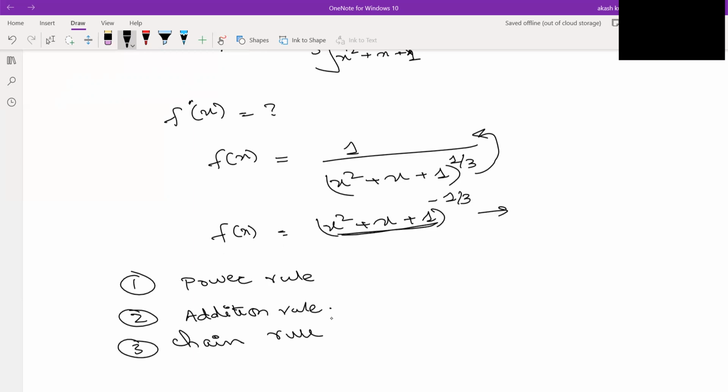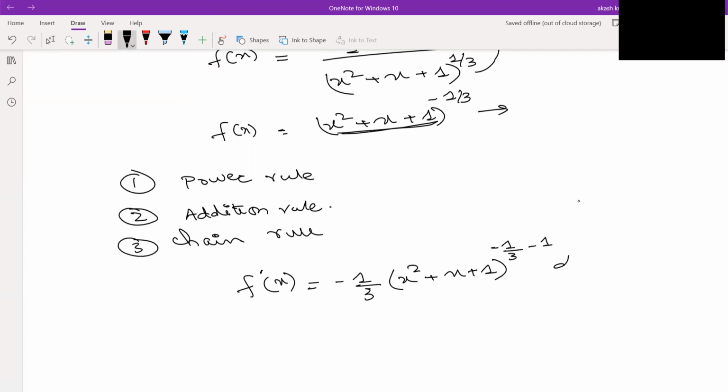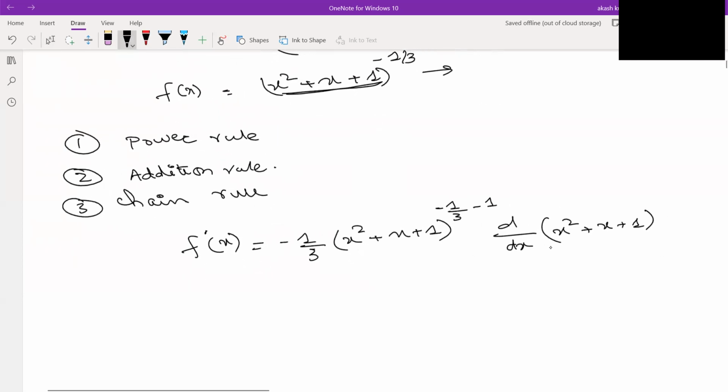Then for that we have to apply the chain rule. And yes, the addition rule is like the terms are additive, so we have to take the derivative of each term individually. So taking the derivative of it, f dash of x equals power first, x squared plus x plus 1 to the power minus 1 over 3, minus 1 from the power, and then the derivative of the inner function, which is x squared plus x plus 1. Is it clear? Yeah. Okay.